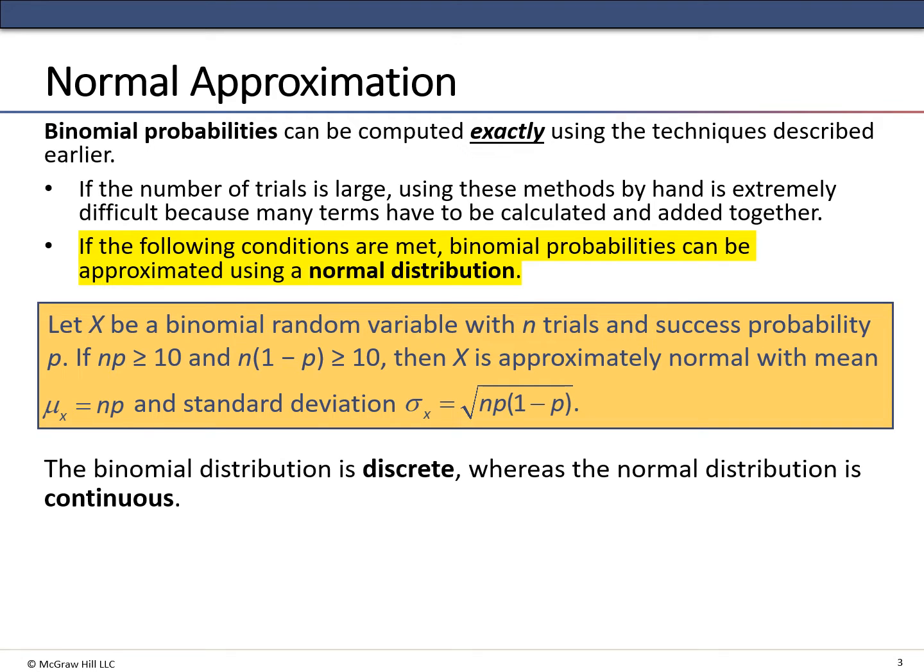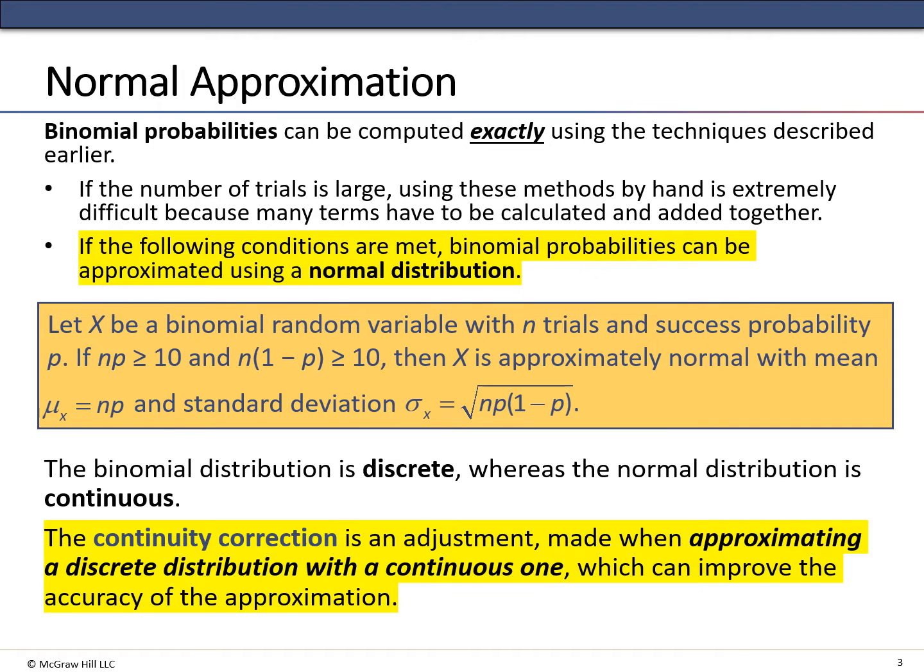The binomial distribution is discrete, whereas the normal distribution is continuous. Remember, discrete is like counting numbers 1, 2, 3, and continuous is when you have all those decimals that could be rounded. The continuity correction is an adjustment made when approximating a discrete distribution with a continuous one, which can improve the accuracy of the approximation.